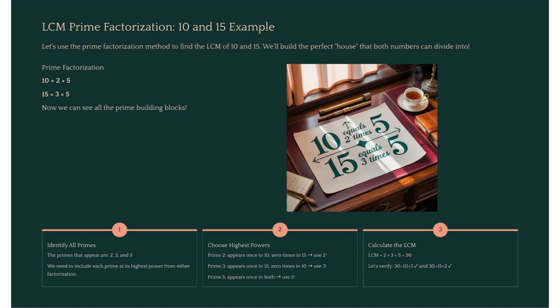Let's find the LCM of 10 and 15 in example 8. The prime factors of 10 are 2 times 5. The prime factors of 15 are 3 times 5. They share the prime factor 5. The remaining factors are 2 and 3. To find the LCM, we multiply 5 times 2 times 3 equals 30. The LCM of 10 and 15 is 30.